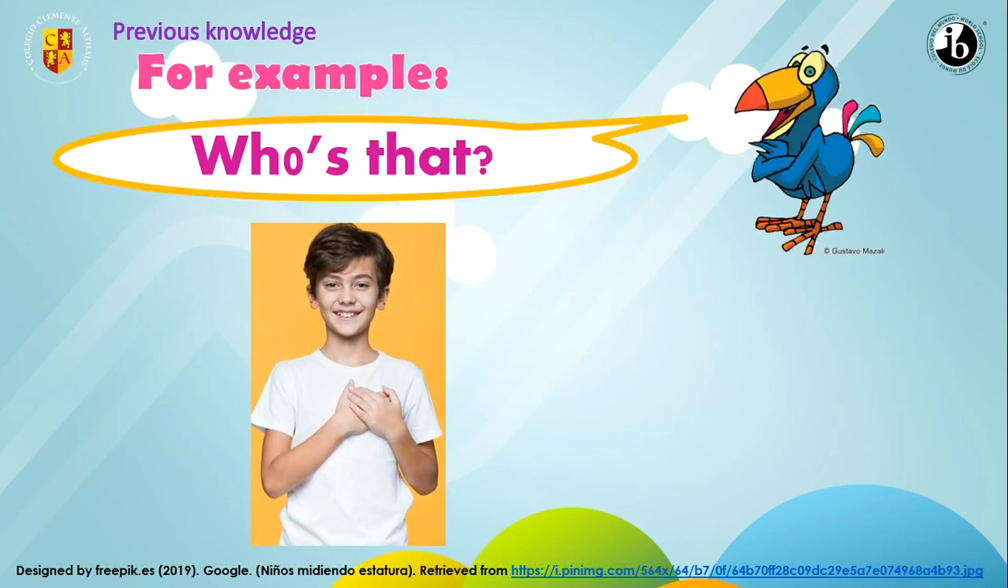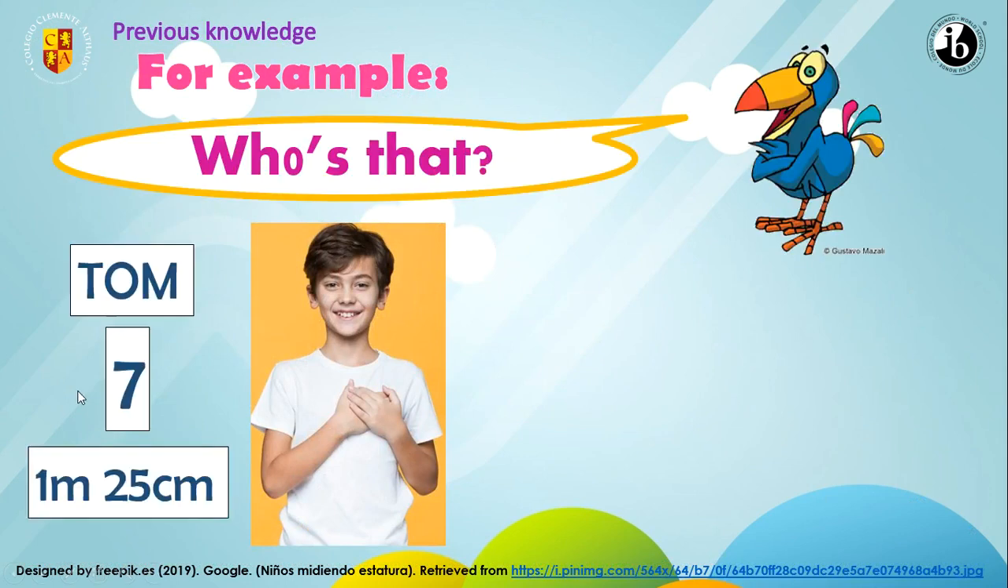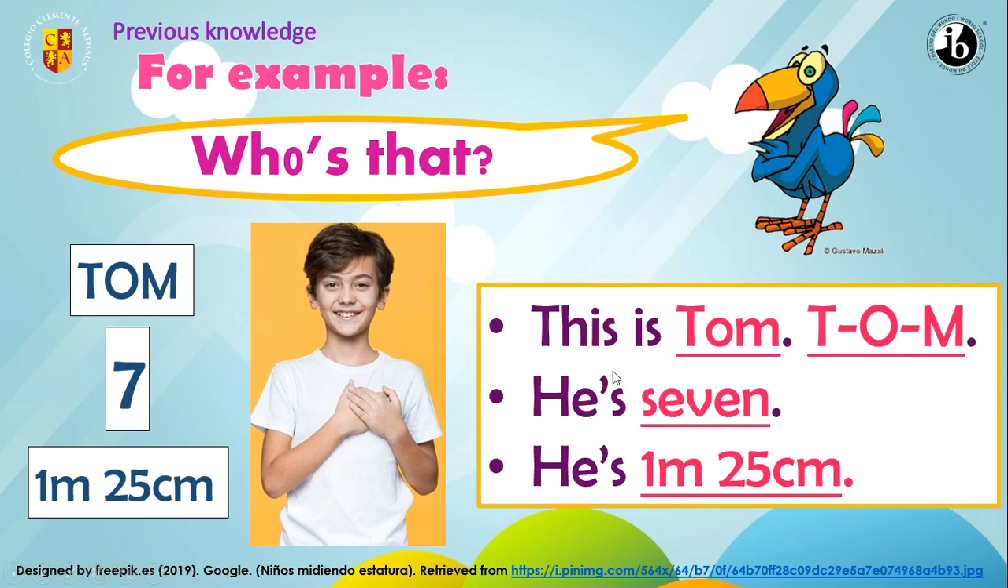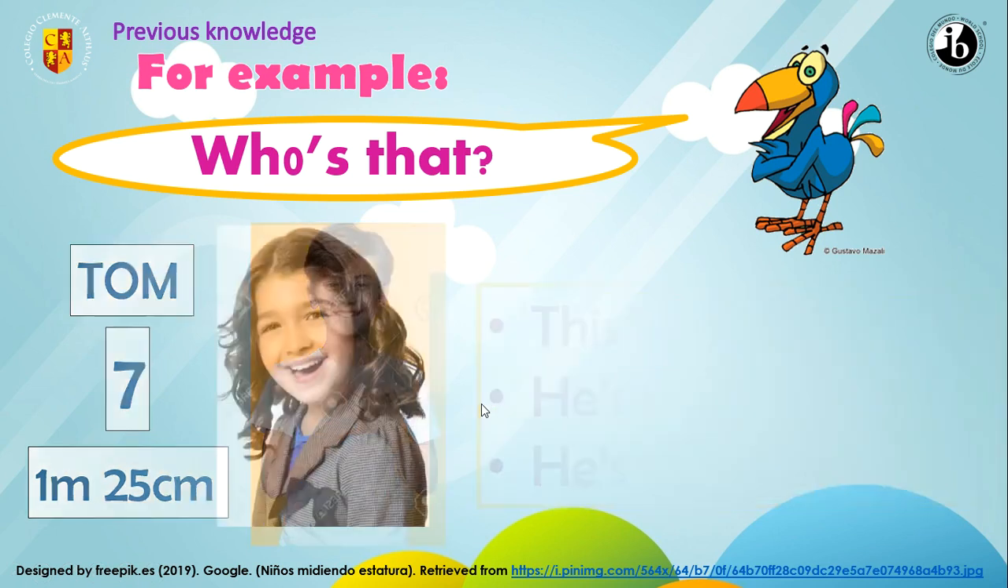For example, who's that? Okay, this is his information. Tom, 7 years, 1 meter 25. What do you have to do? You have to introduce this person. You have to say, this is Tom, T-O-M. He is 7 and he is 1 meter 25. And that's it. Remember to say he if he is a boy. If it's a boy, you have to say he. Okay, remember that.